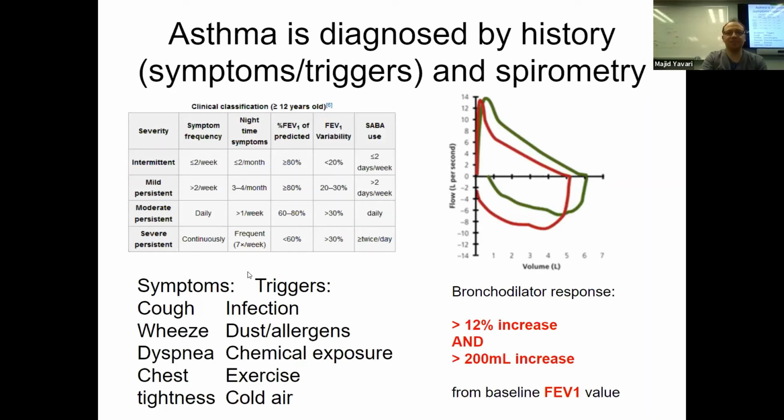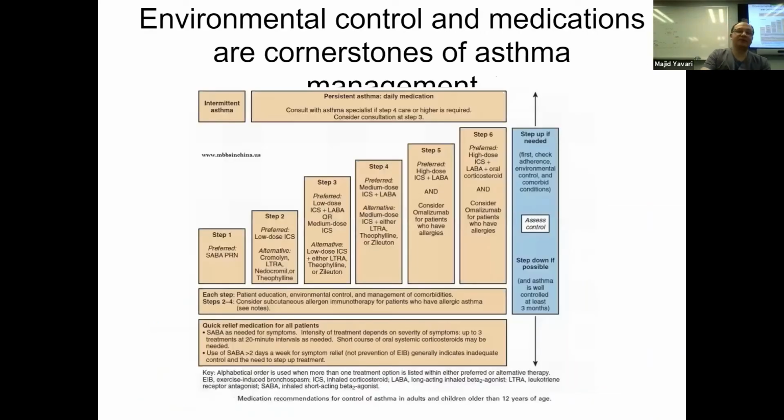So environmental control is one of the very important cornerstones of asthma management, but also medications to manage symptoms. And depending on the patient's asthma severity, a short-acting beta agonist, albuterol, as needed, is really the starting point.